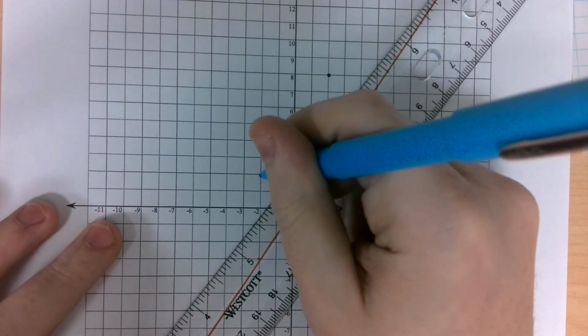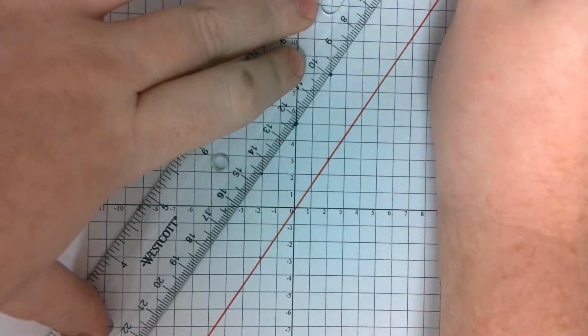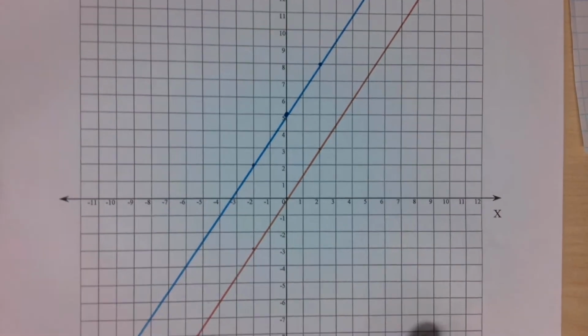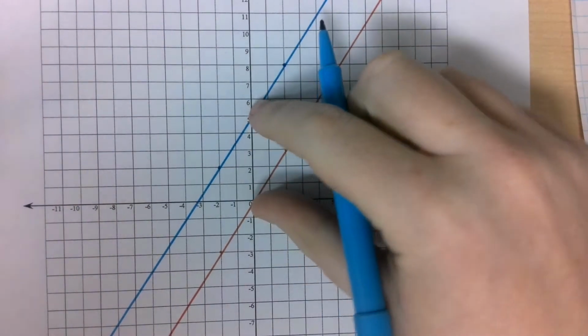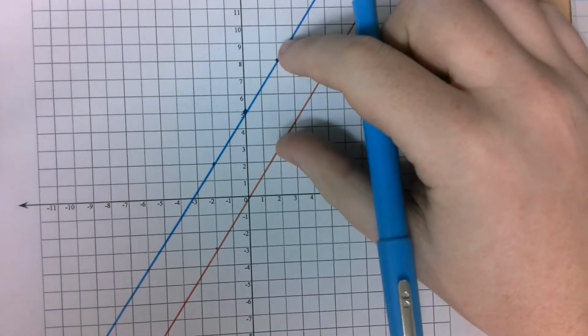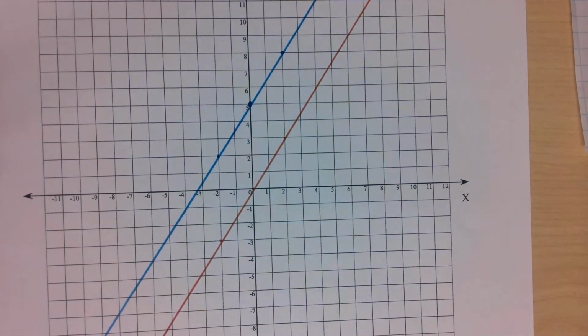I wanted to plot my next parallel line. If I made a line that looks like this, notice how these lines never get any closer or further away. Here, on my y-axis, they're 5 away. Here, at the next point, they're still 5 away. Heck, even if I go backwards, they're still 5 away.